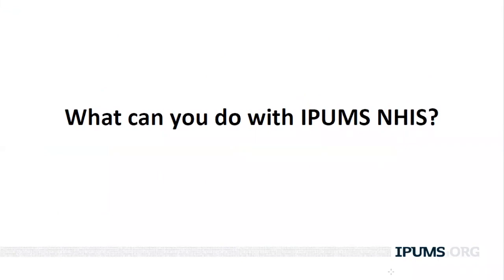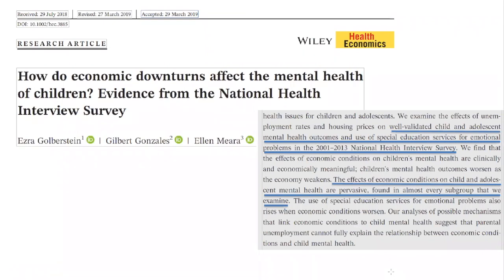So what can you do with IPUMS NHIS? The IPUMS NHIS website has been live since late 2006, and we've had the privilege of seeing some very exciting research using the data. I'll give you just a few recent examples. In this 2019 paper published in the journal Health Economics, Goldberstein, Gonzalez, and Mira use measures of child and adolescent mental health outcomes and use of special education services for emotional problems from 13 years of the NHIS data to answer the question of how economic downturns affect the mental health of children.